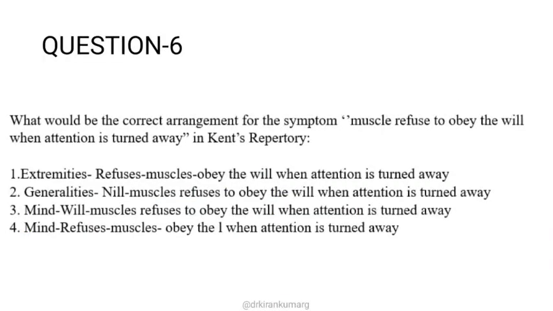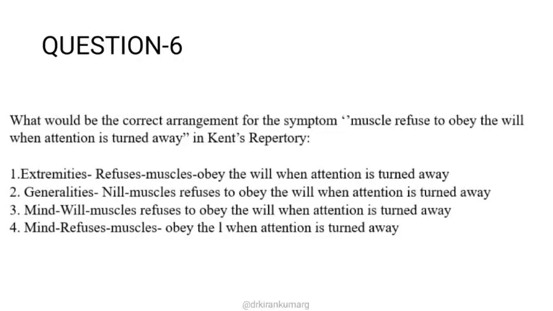Moving on to the next question: what would be the correct arrangement of the symptom "muscles refuse to obey the will when attention is turned away" in Kent's repertory? You have four options. So this is the rubric hunting question again, as I already told. You need to identify the right rubric for this particular question.